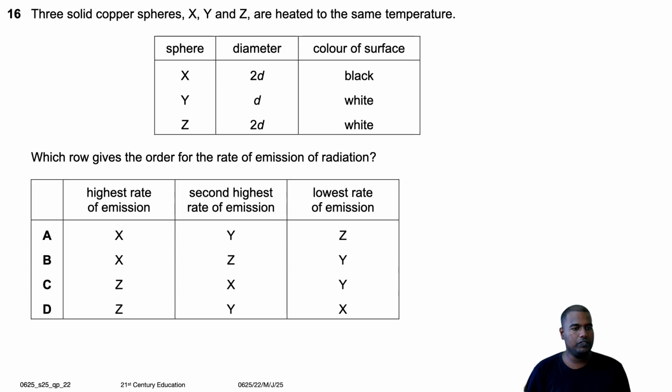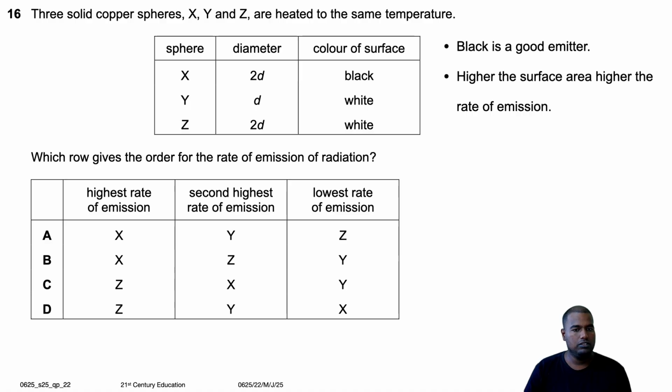3 solid copper spheres X, Y, and Z are heated to the same temperature. X and Z are the same diameter. Y is half of the diameter and white. Which row gives the order of the rate of emission of radiation? First, black is a better emitter than white. Second, the higher the surface area, the higher the rate of emission. So first, which one is black and has the higher surface area? That is X. So X will have the highest rate of emission.